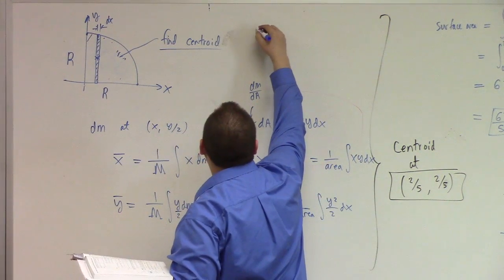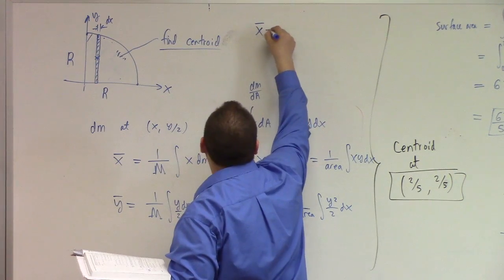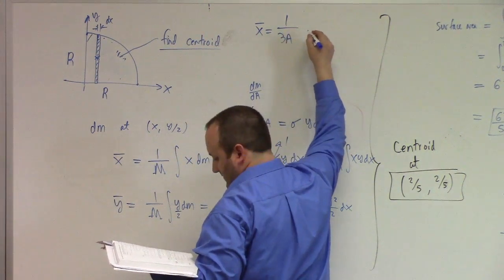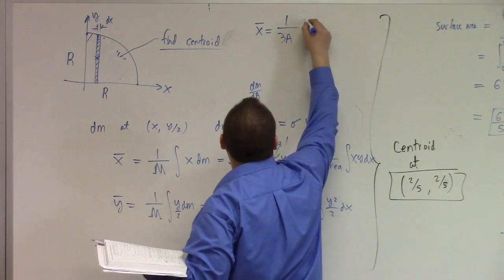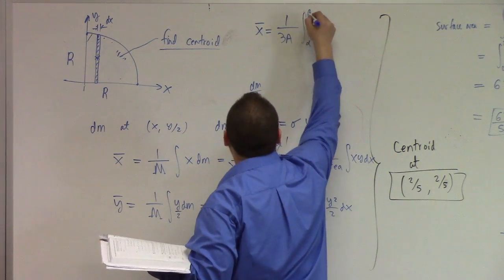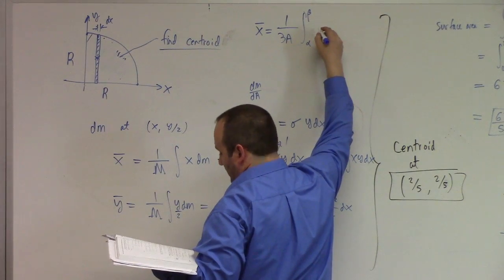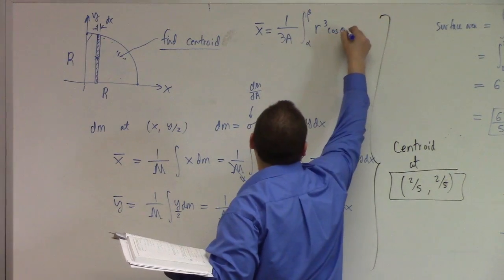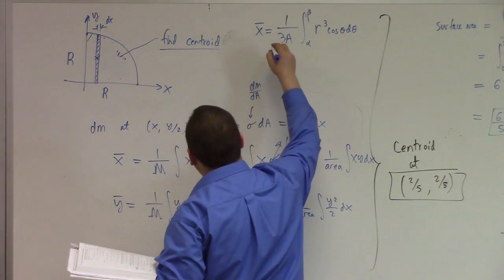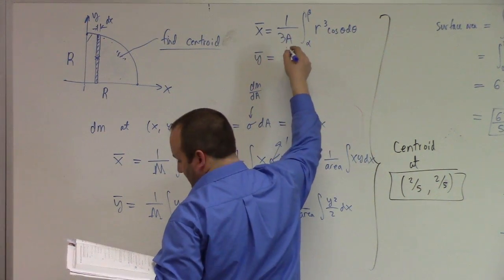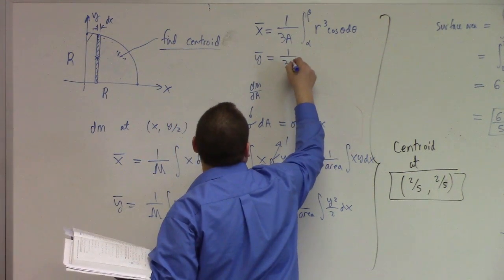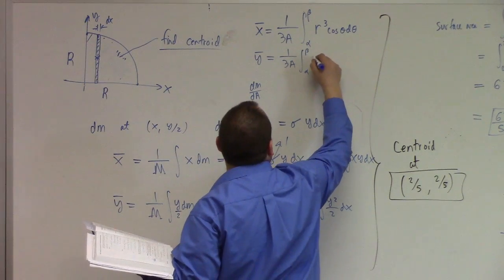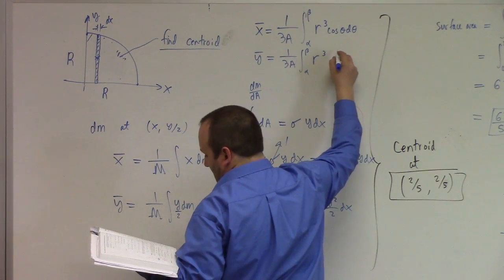So x bar, yes, x bar is 1 over 3A as it happens, integral from alpha to beta. And I'll just write r cubed cosine theta d theta. Although I will admit, it is very tempting. I would like to derive these, 1 over 3A, but I should behave. Integral from alpha to beta of r cubed. By the way, this is not something I expect you to memorize.